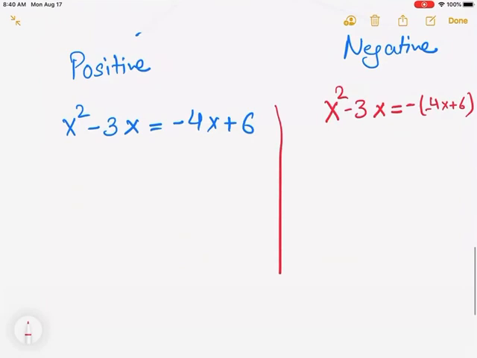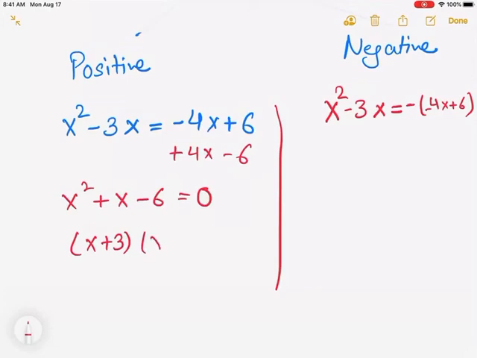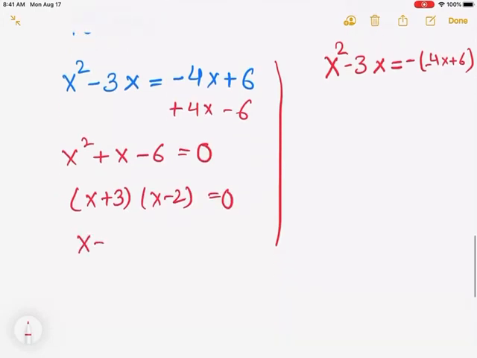Now just solve each one separately. Let's combine like terms. I would add 4x and subtract 6 from the x squared side. If I add 4x, this becomes x, and then if I subtract 6, this is what I have. If I factor this out, x plus 3, x minus 2, and it's equal to 0.